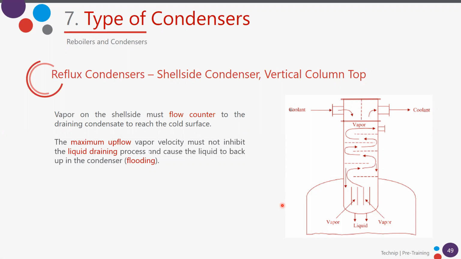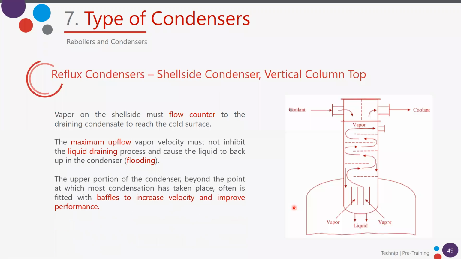The maximum upflow vapor velocity must not inhibit the liquid draining process and cause the liquid to back up in the condenser. It means flooding. The upper portion of the condenser, beyond the point at which most condensation has taken place, often is fitted with baffles to increase velocity and improve performance.